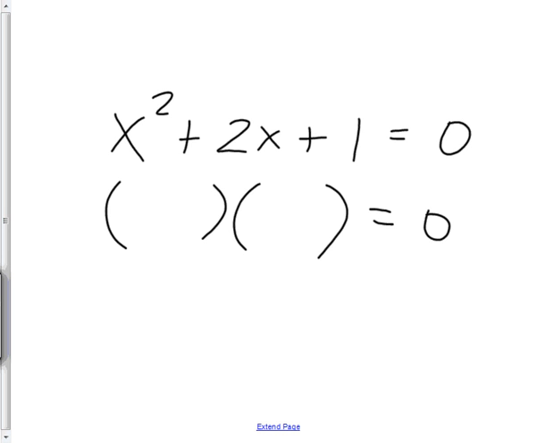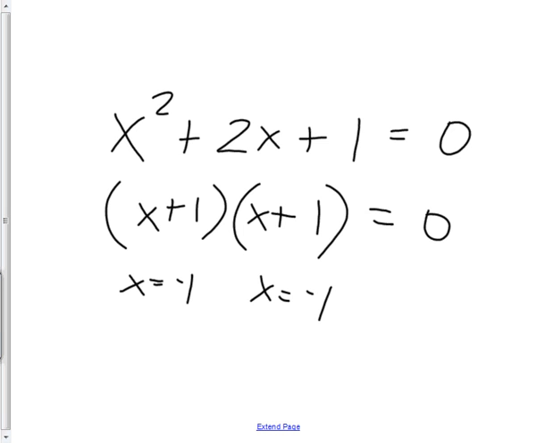If I'm going to factor this, I'd say x plus 1, x plus 1. I don't know why my pen isn't working. I'm going to try this. There we go. Did you get the same thing as me? Then you should have had x equals -1 as your answer. And I get another one, which is kind of weird.